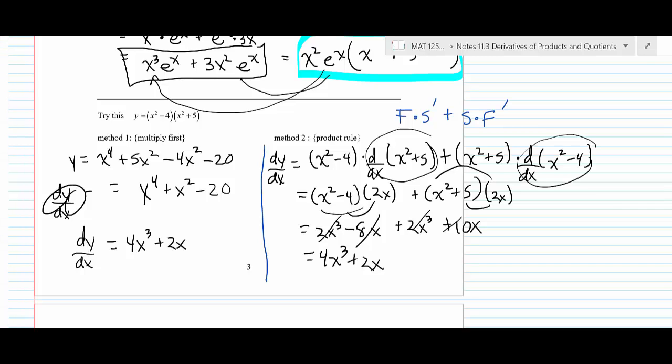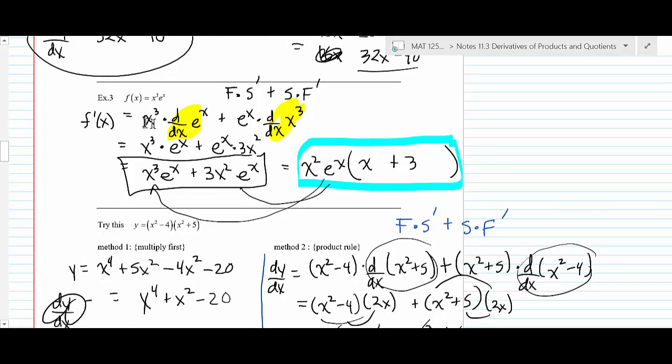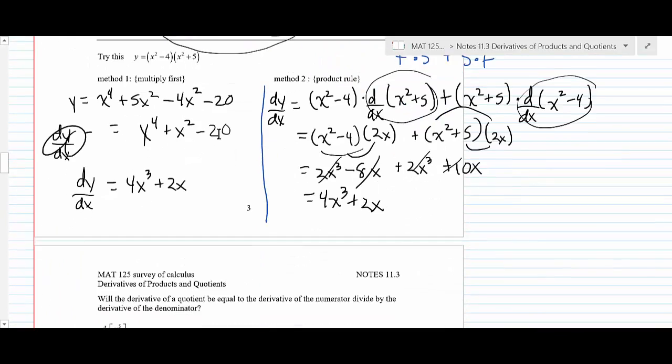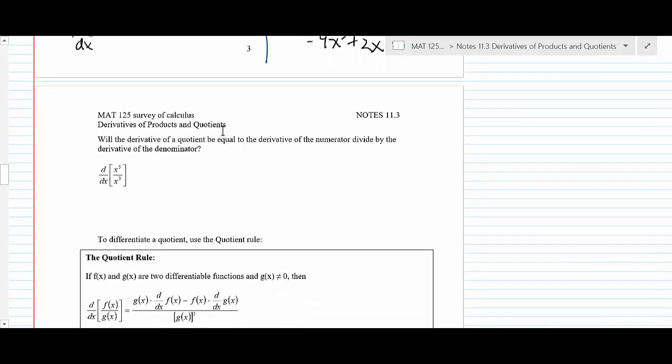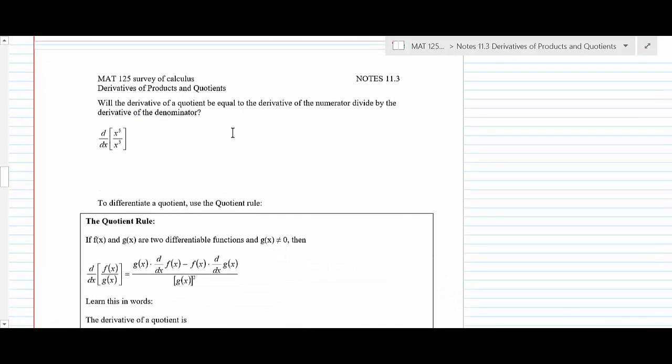All right, so that's kind of what you're going to be looking at for the product rule to start with. Anytime it's easier to multiply first, just do it that way. But like this example 3 I did here, you have to use the product rule. Okay, so that's kind of an important thing to catch on to.